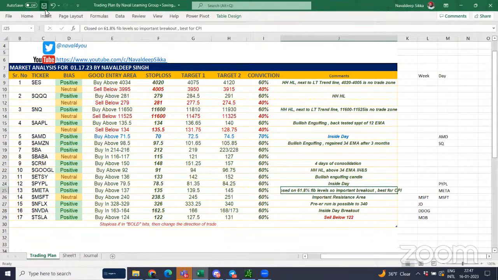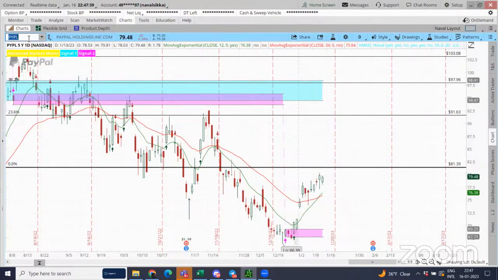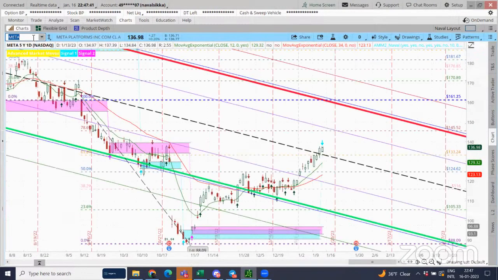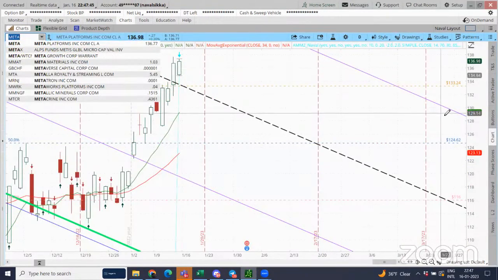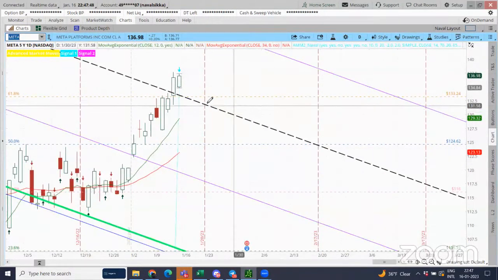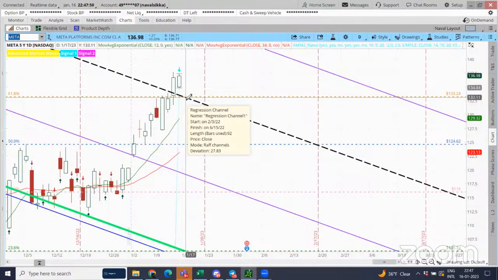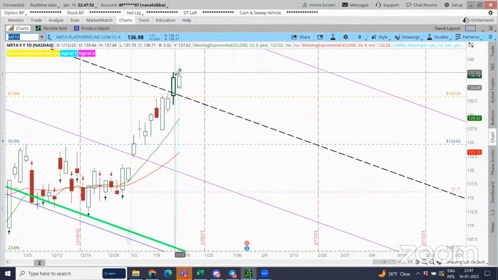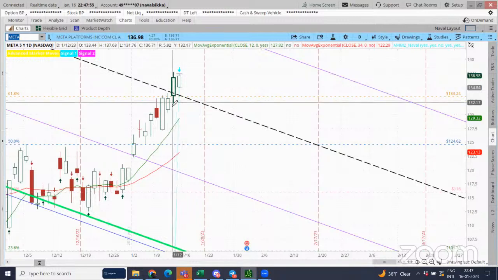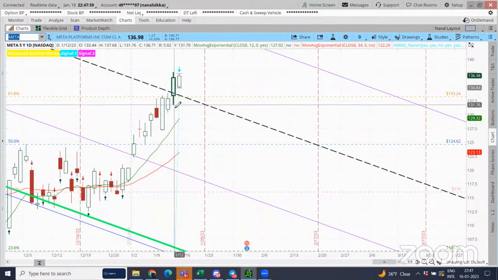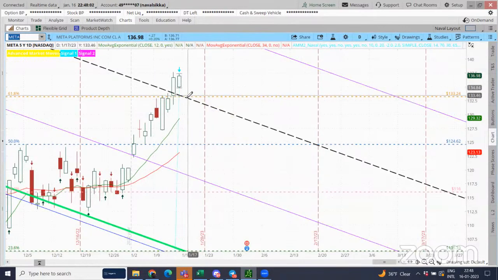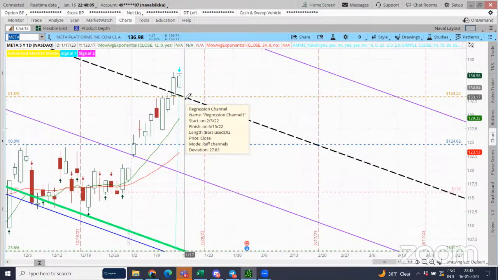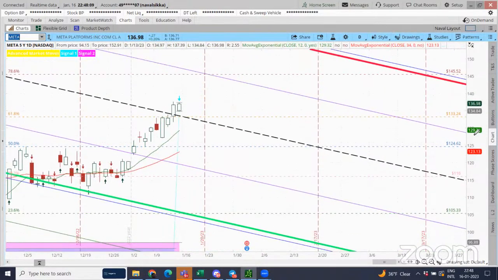Meta. Meta is something which is inside day one more time. It's looking positive. If it comes to 133, that will be really good. But in case of inside days, always try to go above previous high or previous low. Previous low is 131, which is very difficult because we have broken out from the trend line, and we have a Fibonacci level which we have crossed. So I would think that it's a possibility of breaking on the higher side.